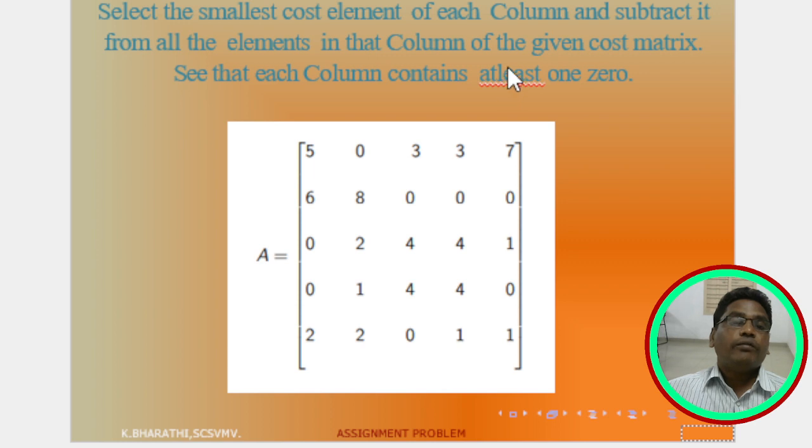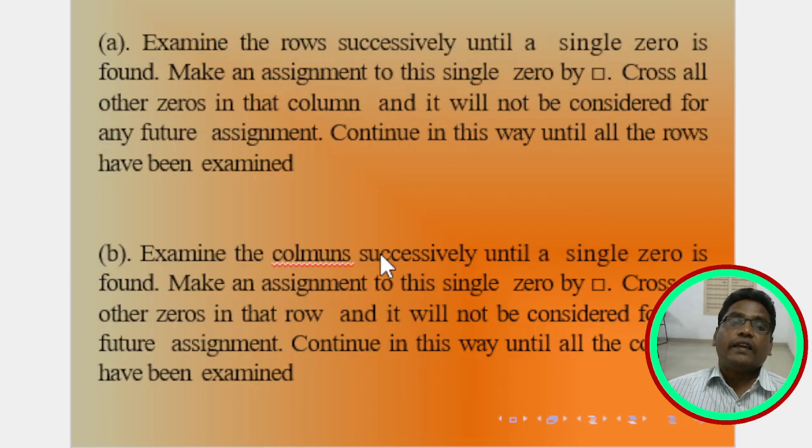From the matrix obtained after the row subtraction, we now apply the column subtraction. From the reduced matrix, we choose the smallest cost element of each column and subtract it from all the elements in that column, and see that each column contains at least a single zero. Now we make the assignments.